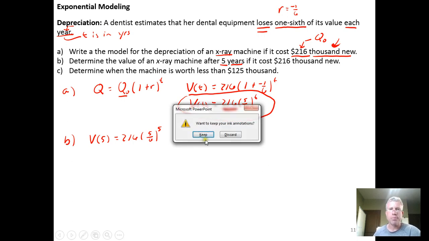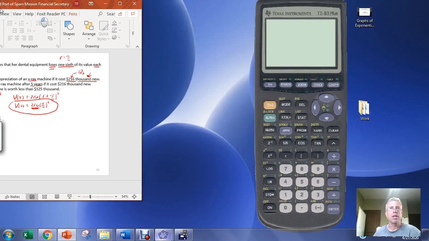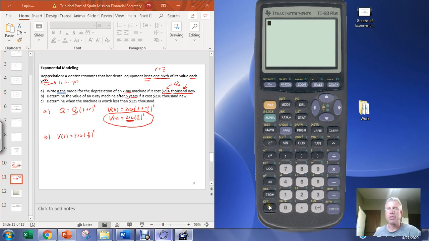I'm going to go ahead and keep that. So if I'm using a graphing calculator, I would just turn on my graphing calculator, and I would do 216 parentheses 5 divided by 6, raised to, using the caret button, the 5th power, and hit enter. And this is 86.805.